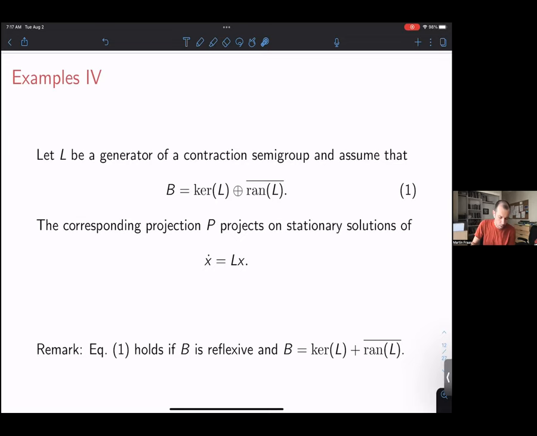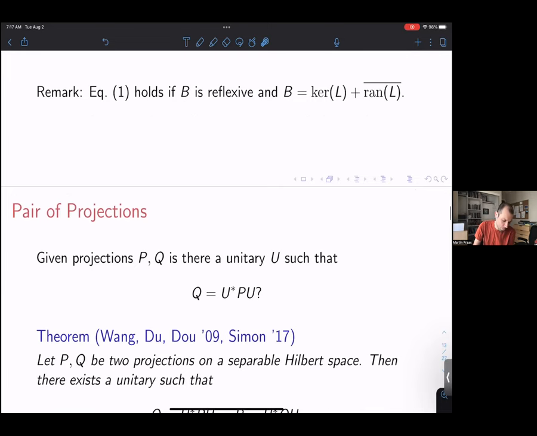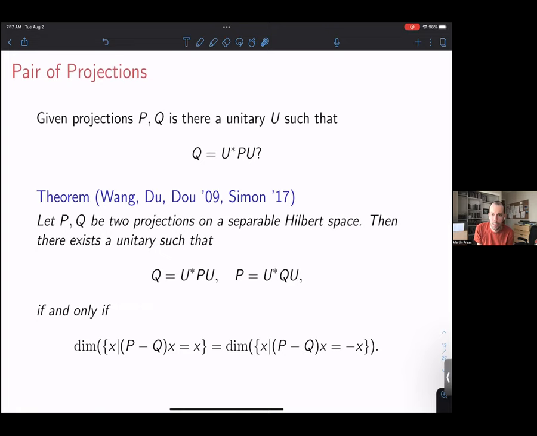Okay, so these were a few examples of projections, and here is just one, I think really lovely result about projections. And that is a result purely about projections that doesn't come with other ingredients. So if you have two projections P, Q on a Hilbert space in this setting, you can ask, can I connect them with a unitary? Can I find a unitary that connects them?